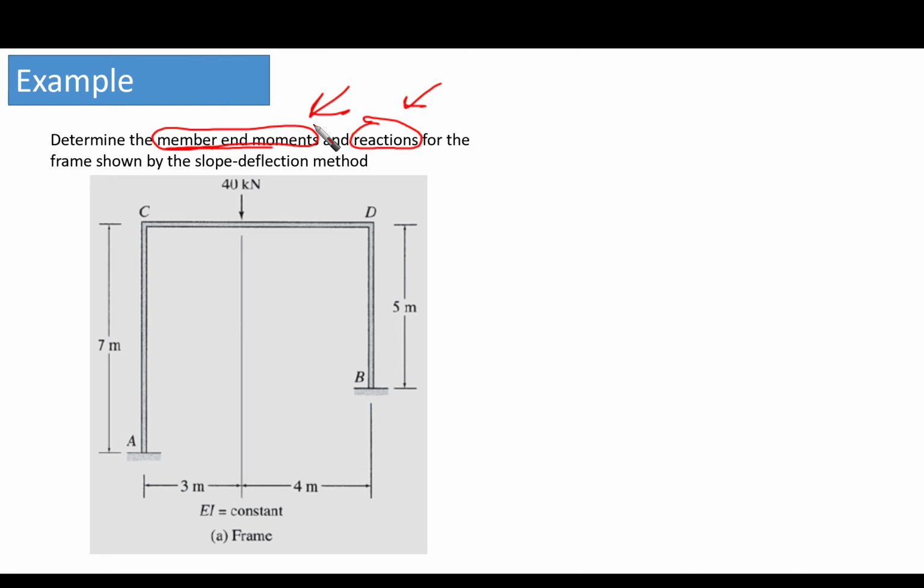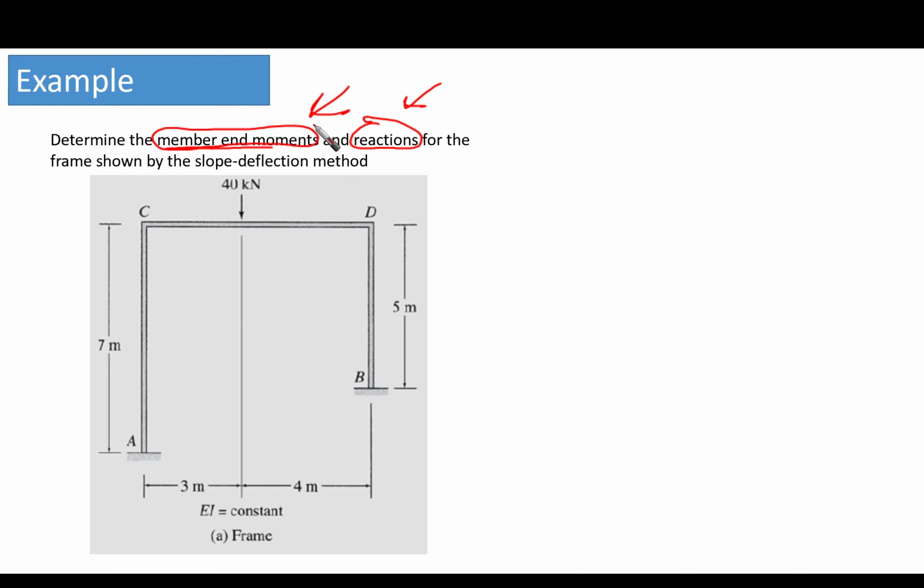Okay, as you can see here, this is the frame. We have A, C, D, B. Height is 7 meters, and this column is 5 meters. We have 3 meters each, and we have a concentrated load in the middle of member CD, which is 40 kilonewton. Okay, now let's go and see what we are going to do.